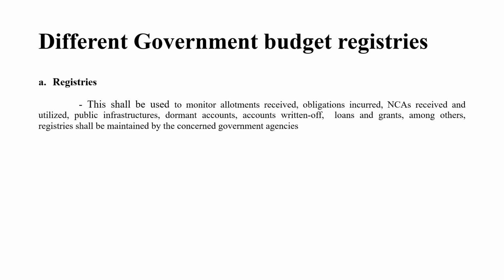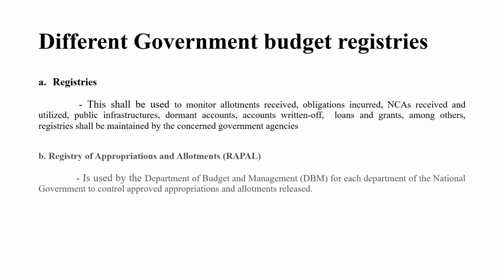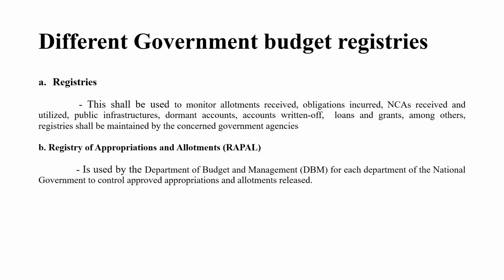Yun yung sa government. So this registry, makikita ninyo yung mga nakasulat diyan, each one has a different registry or a different book that would list all the particular information necessary for the government to identify. So we have the RAPAL or the Registry of Appropriation and Allotment. This is used by the DBM for each department of the national government to control and approve appropriation and allotment.